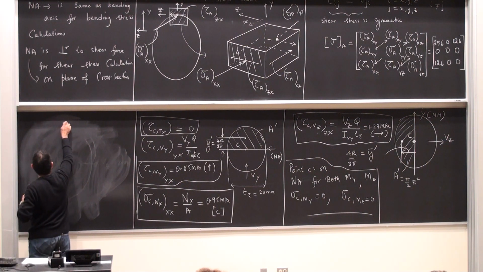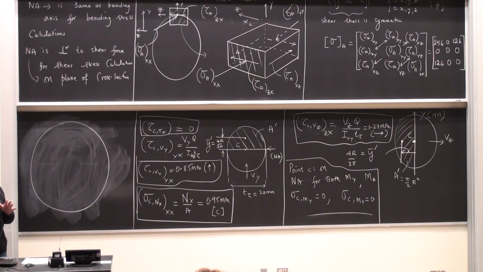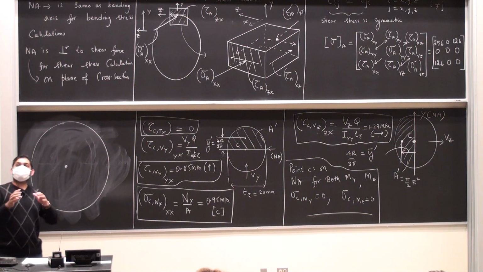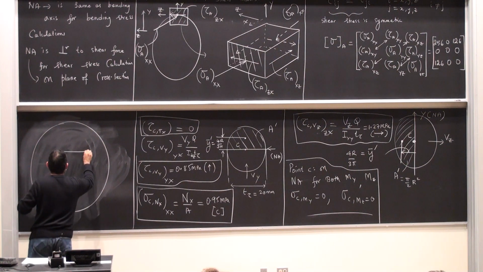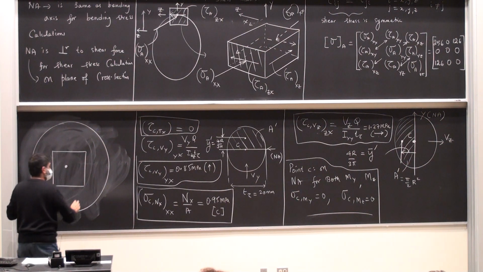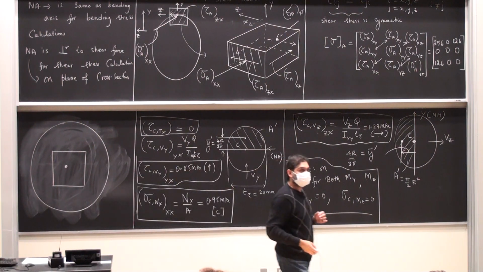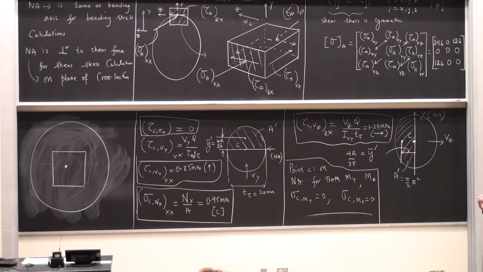So, this is the cross section. I have the point C. I'm going to draw a giant box around this point C. This is completely exaggerated. These are all supposed to be infinitesimally small. Okay. Then I will start drawing out the directions of the shear stresses.